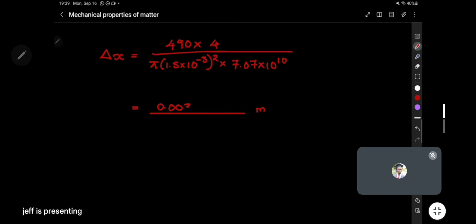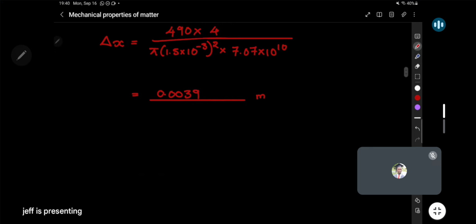So here we end up with 0.0039. Can you give it to me in three sig figs? It will be 0.0039 what? Is it 391 or 392? 392. Okay, but this is in meters. So from here, of course, we can convert it to millimeters so that our final solution becomes 3.92 millimeters. So this becomes the elongation that will occur in the wire.